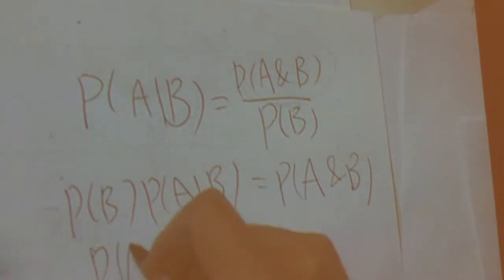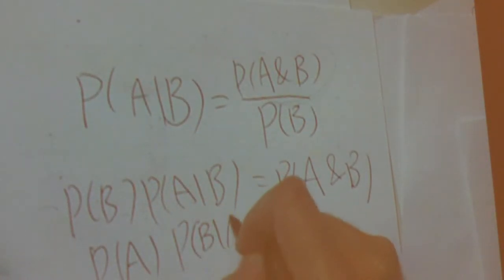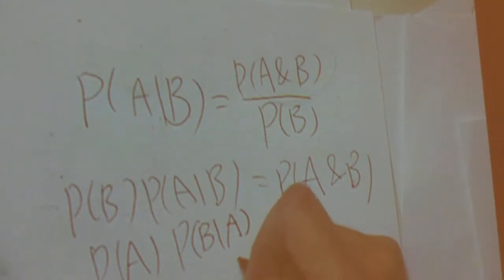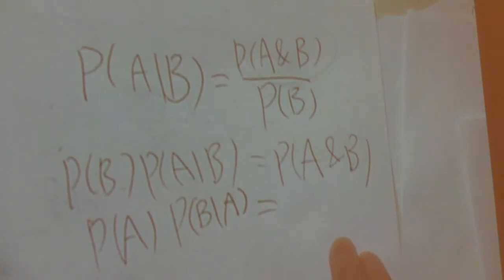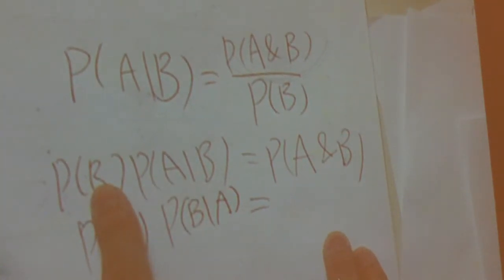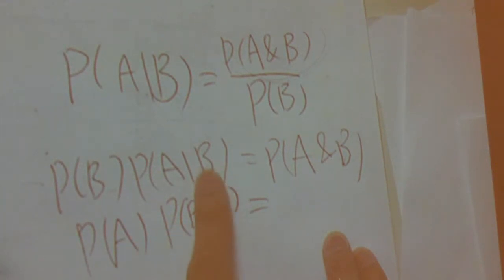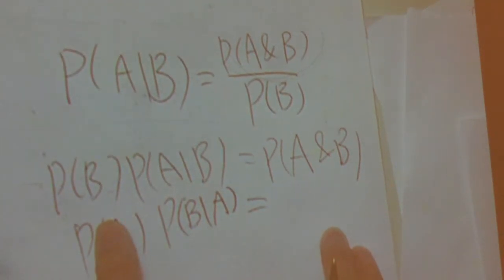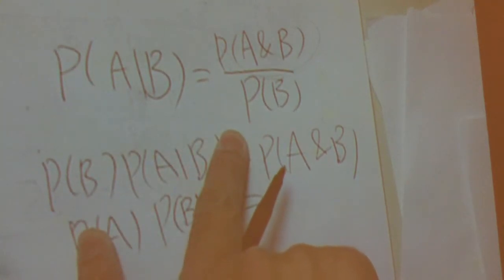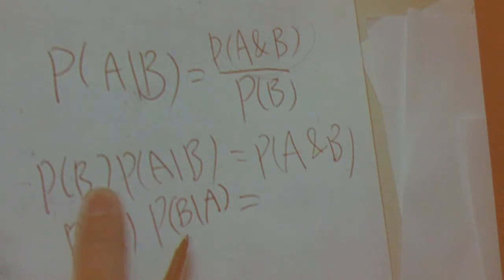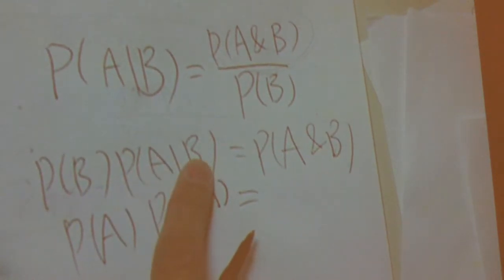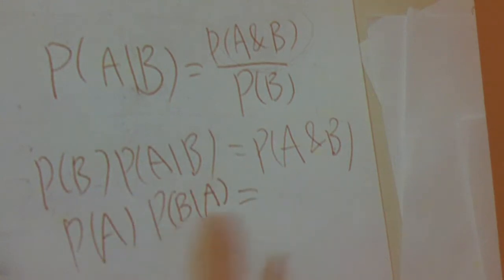P of A, good. Times? P of B given A, you're right. Yeah, it's good, it's right. So we have two options. So either you condition on B or you condition on A. But you have to be consistent. So if you use P of B, you have to condition on B. If you want to use P of A, you have to condition on A. A very likely mistake is that people write P of B here, but then they use P of B given A here. That's totally wrong. You have to be consistent.